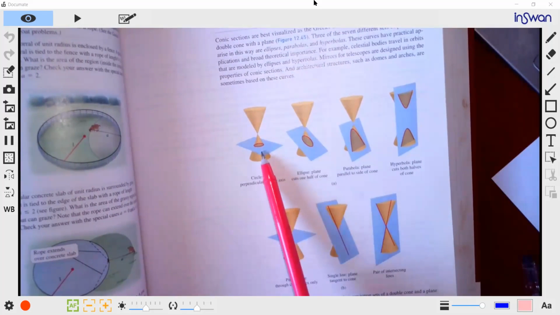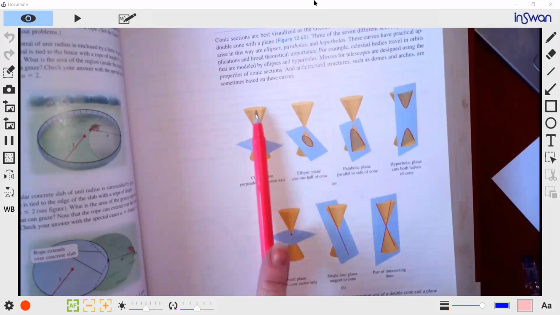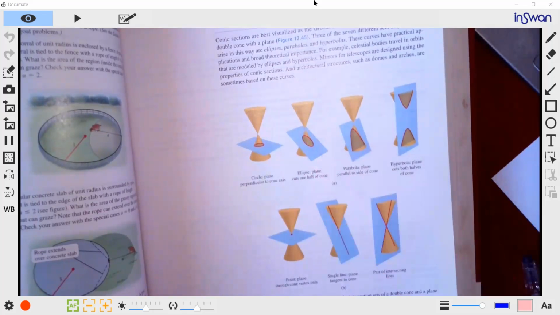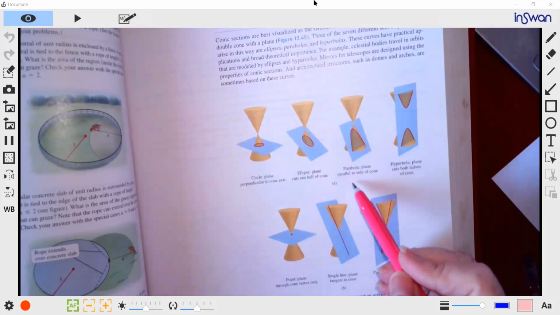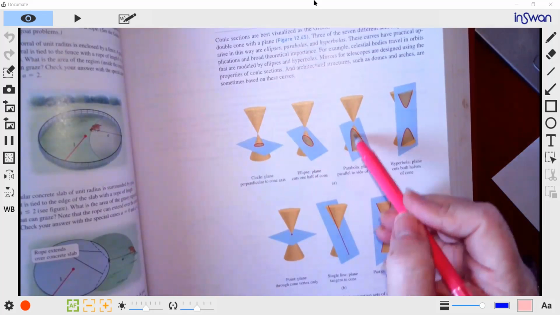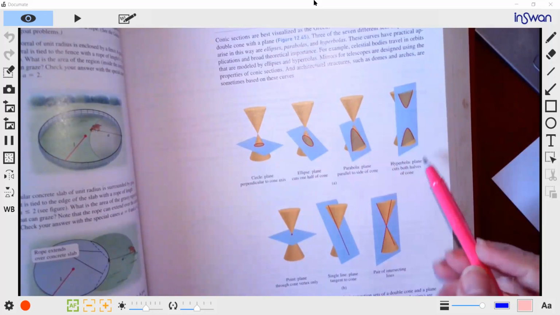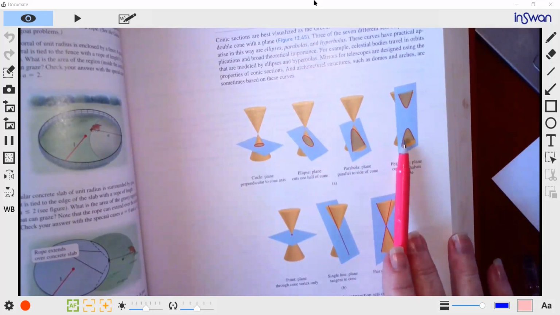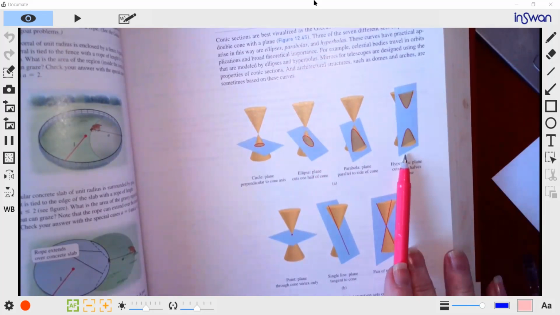If the plane is, say, perpendicular to the axis of the cones, we get just a circle. If it's slanted, we're going to get kind of an elongated circle, which we call an ellipse. If you have a plane that's parallel to the side of the cone, you get just a parabola. And if it cuts both halves, like if it's parallel to the axis of the cones, we're going to get what we call a hyperbola.